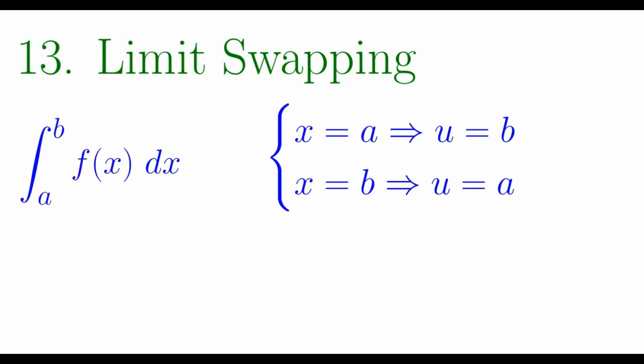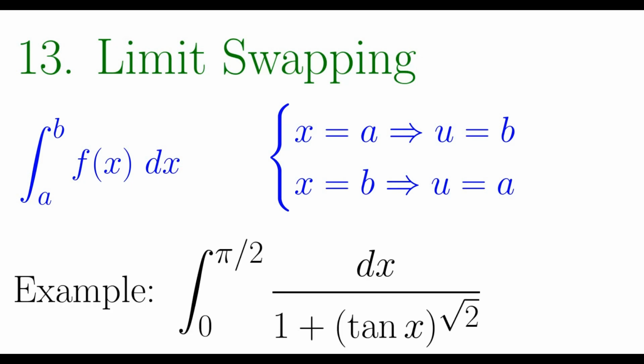Next method is limit swapping. This method is something that I have some videos on. I'm going to leave some of the videos here for you to review. In this method, what we do is we do a u substitution in a way that it swaps the limits of integration from a to b and from b to a. And here is a famous example.